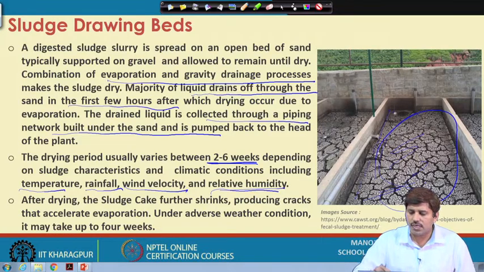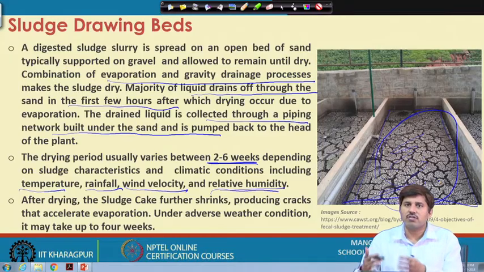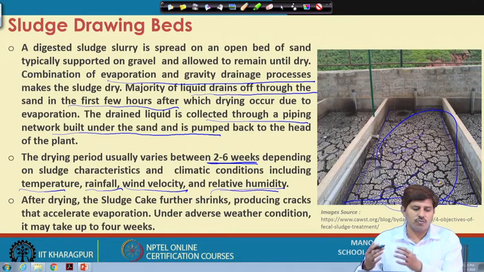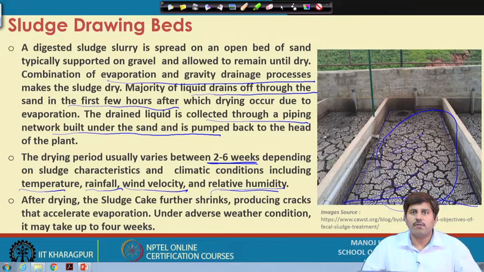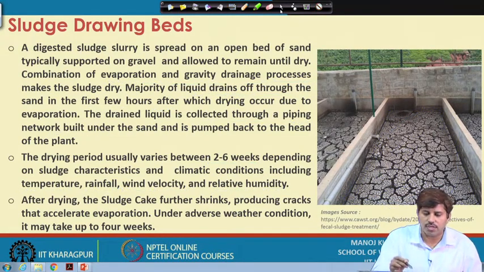So, this surface area is the one which is exposed and the evaporation takes place from this surface area, but when these cracks start developing, a lot more surface area is exposed. Through these cracks, or through the newer surface area exposed due to these cracks, the process of evaporation accelerates, and then the subsequent drying can actually be even faster. So, under adverse weather conditions, it may take up to 4 weeks or up to 6 weeks. So, that is how the drying actually takes place.